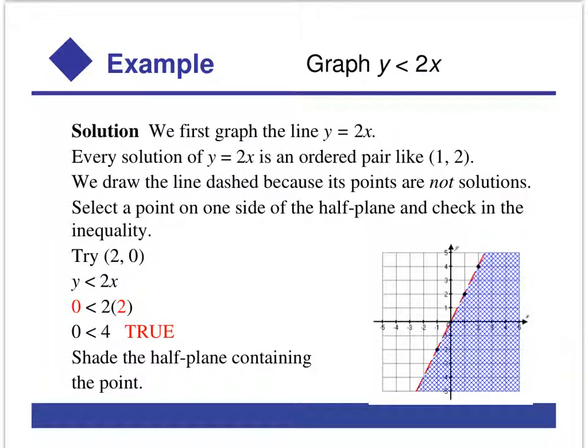Alright, now we're going to graph y is less than 2x. Now the first thing you do in order to graph the line y equals 2x, so for every solution of y equals 2x, there's an ordered pair like 1, 2. And you can do it different ways. I mainly just see where it's going to cross the y-axis. So if we let x equal 0, y equals 2 times 0, so y equals 0, so it crosses the y-axis at 0, which is there.